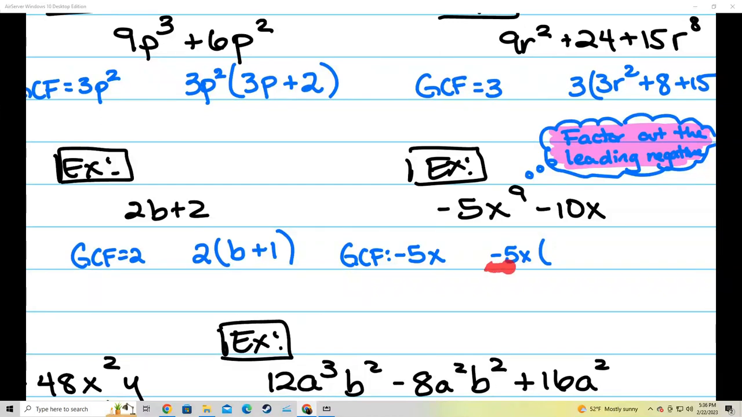I'm starting with the negative 5, and I'm trying to get to negative 5. So I already have it. I don't need any numbers. As far as the x is concerned, I'm starting with an x, and I'm trying to get to x to the 9th. That means I need 8 of those x's. So it's going to be x to the 8th.